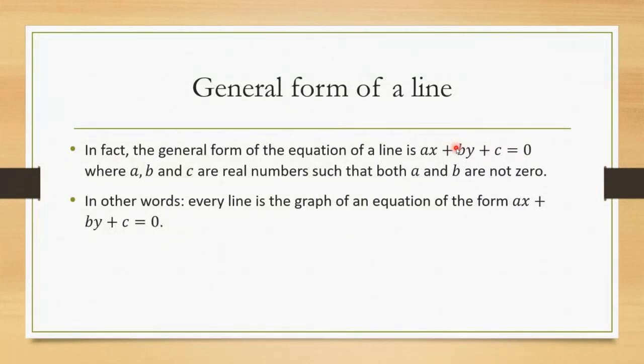And basically what this is saying is, if you were to graph that equation, sketch the graph of it, you will get a line. Will it be vertical, horizontal, or have a slope? I don't know. It depends on A, B, and C. But you will get a line. And any line you draw in the Cartesian plane, its equation can be written in this form.